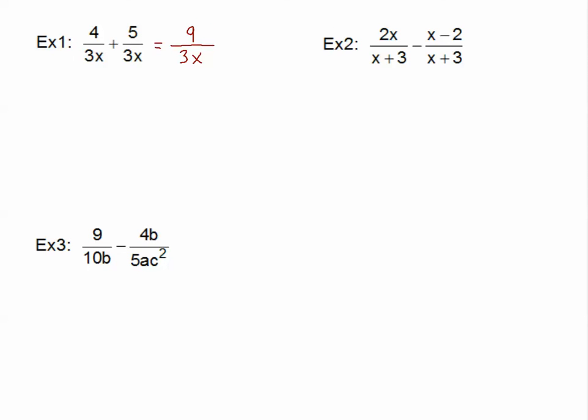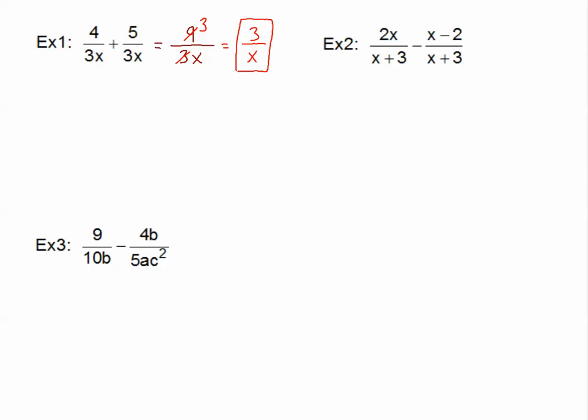There's one more step in this problem, though, because now that I have this fraction, I see a factor that I can cancel away. 9 and 3 will reduce. The factor of 3 will cancel away with one of the factors of 3 up top, leaving 3. So I'm going to have a 3 in the numerator and an x in the denominator, and that's the simplified version.